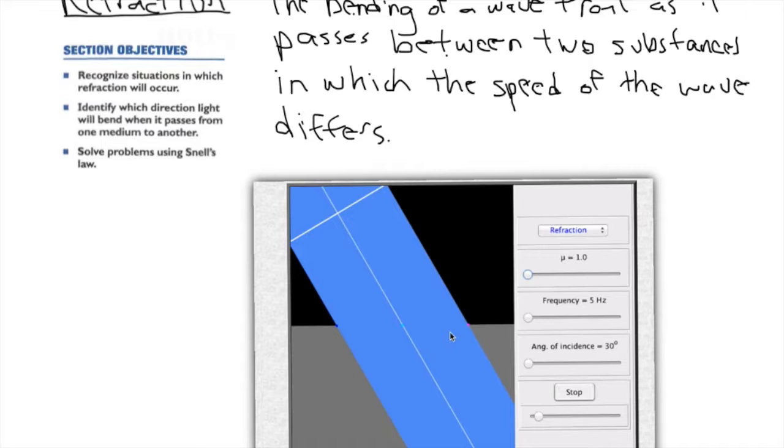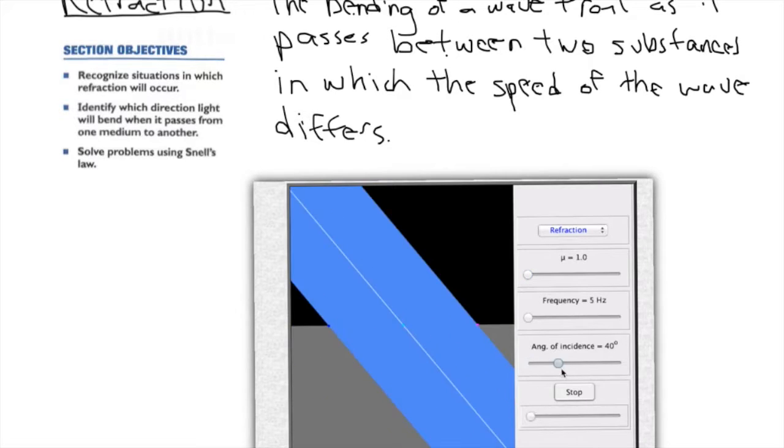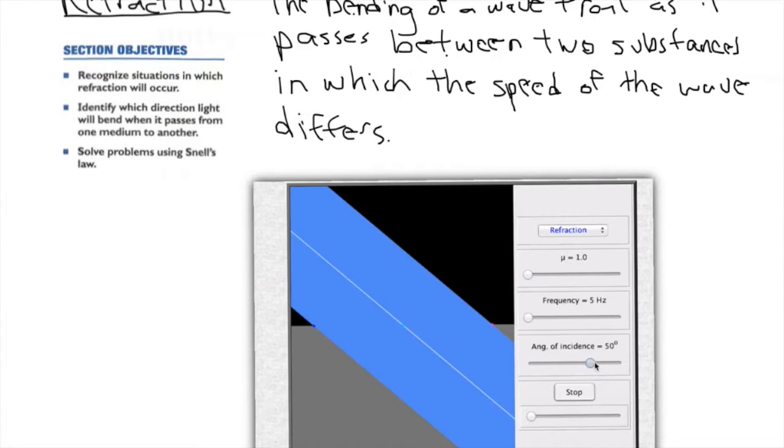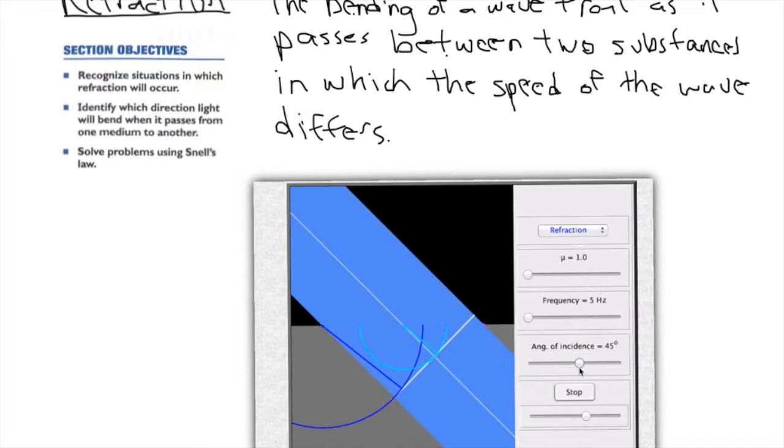So we can see in this animation the effect of refraction. In this case, we have two mediums. In this medium and in this medium, the speed of light is the same. And so light doesn't slow down at all. And so what we see is the light ray goes straight. The whole blue thing is the light ray, by the way. And so we can see that since light has the same speed in both mediums, there's no refraction. There's no bending of the light.